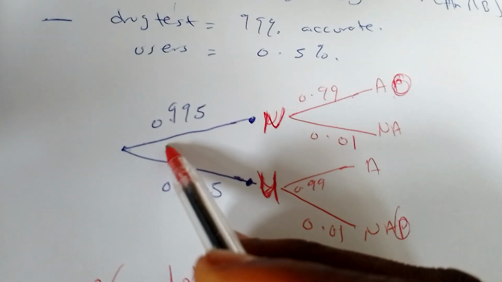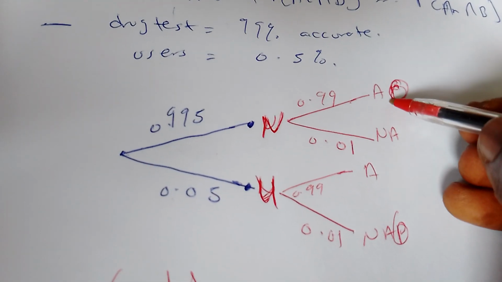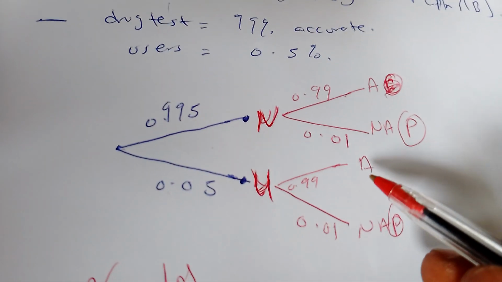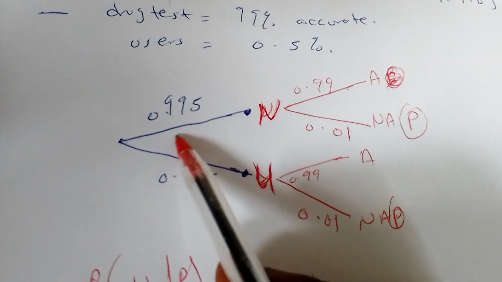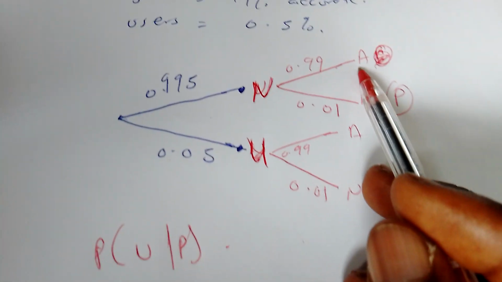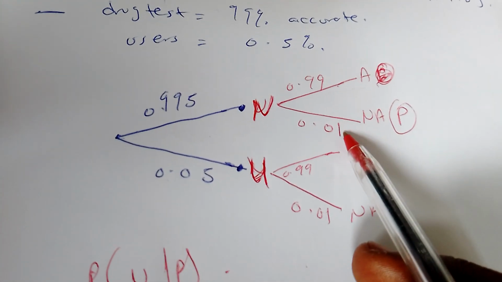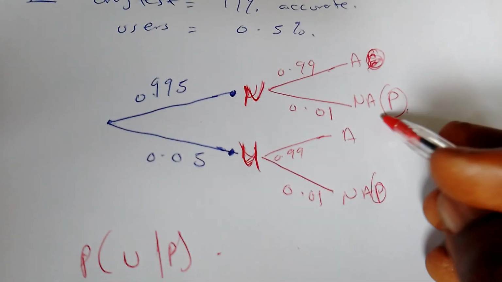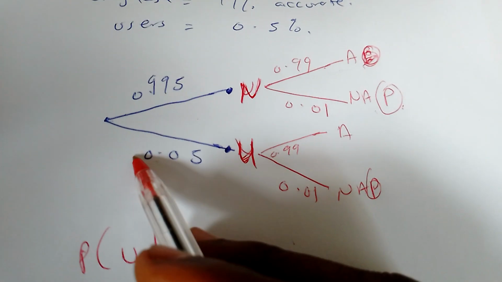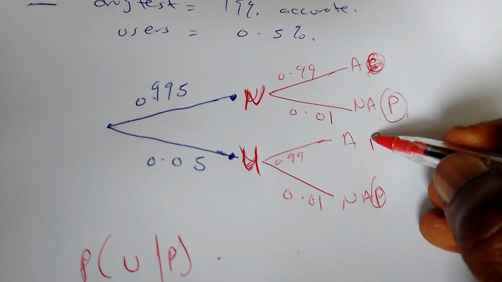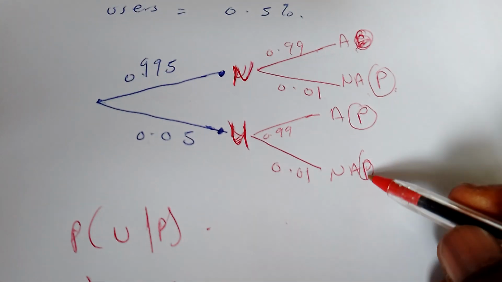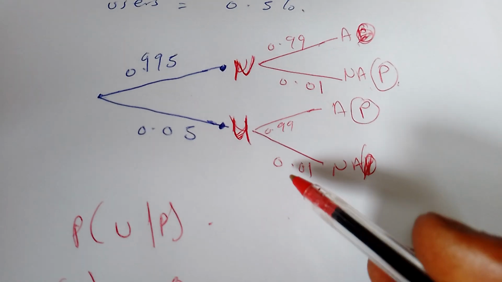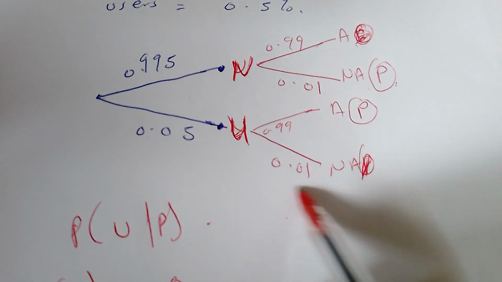So here, if someone is not using, where will the positives be? This will be your positives, right? If you are not using, 99% of the time it says you're not using, and this percent of the time it says you're using, so it will tell that yes, you are using. So this is not accurate. Now, if you're actually using, 99% of the time it tells that you're using, so these are positive. Then these are the users that will skip the test.